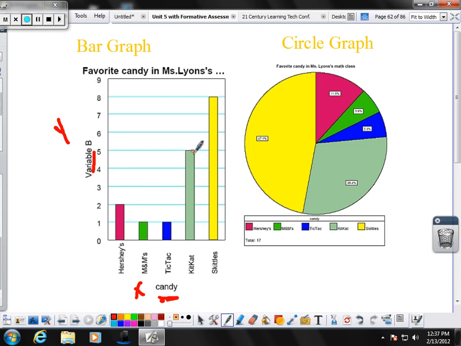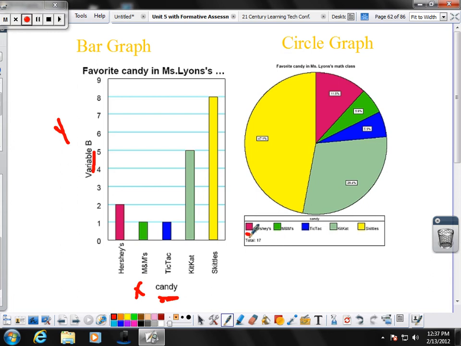And we have 5 kids that liked Kit Kats and 8 kids that liked Skittles. So Skittles seem to be the favorite. Now let's compare the bar graph to the circle graph. It covers the exact same data, but it's presented in a slightly different way.